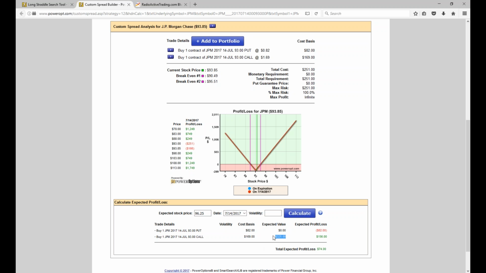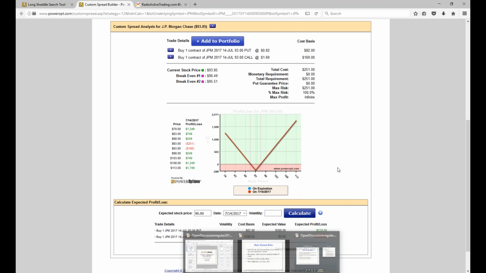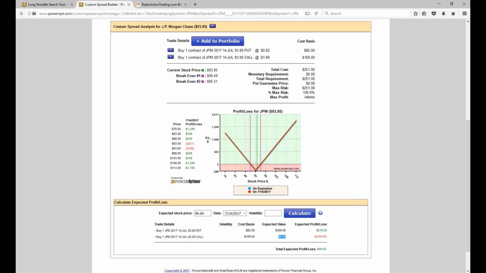Now, if you just owned the call, you'd have a gain of 169 to 325. But let's say everything looks good, earnings look good, and the stock drops to 90. Your long, oh, sorry, folks. Your long call would have gone to 0.